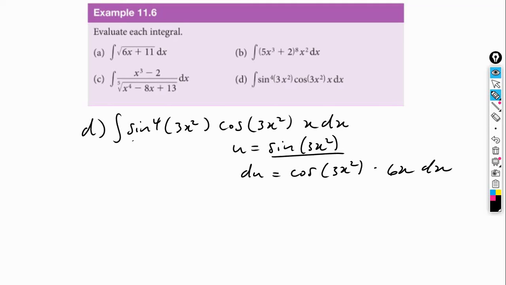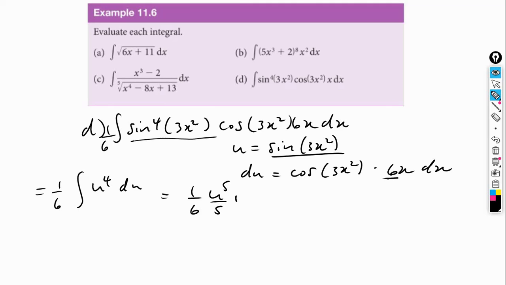Okay, so notice that this we do have, right? It's right here, sine of 3x squared to the power of 4. But we are not complete here. We're missing a 6. So that means that we have to put a 6 here to multiply. Therefore, divide by 6 or multiply by 1/6. So now we're ready to do the u substitution because this is going to equal 1/6 the integral of u to the 4 du. And then this is nice and straightforward. It's just going to be 1/6 times u to the 5/5 plus c, which is the same as 1/30 u to the 5 plus c.